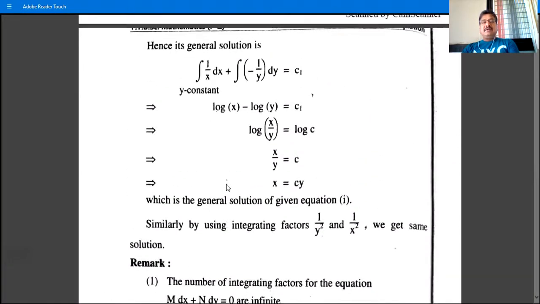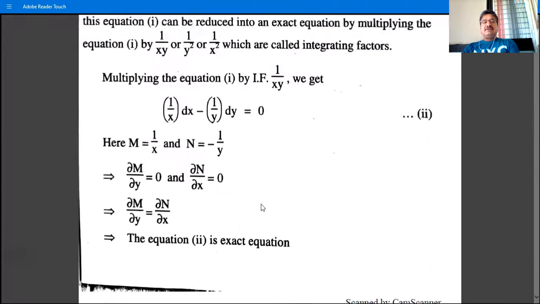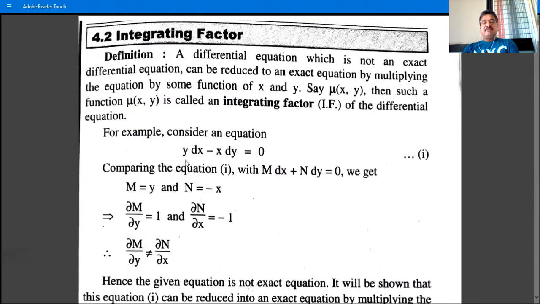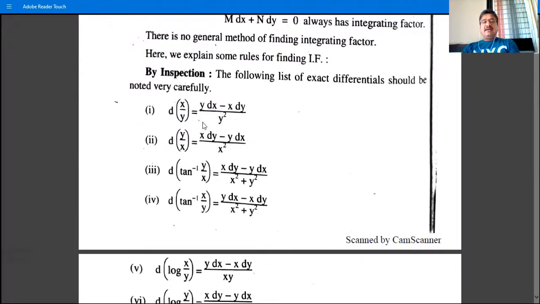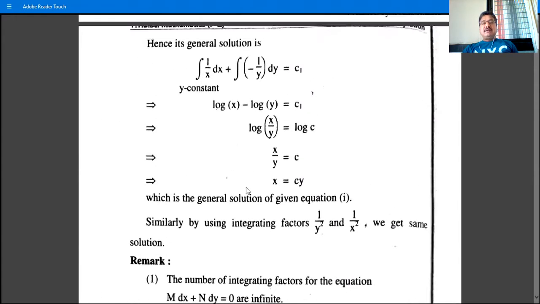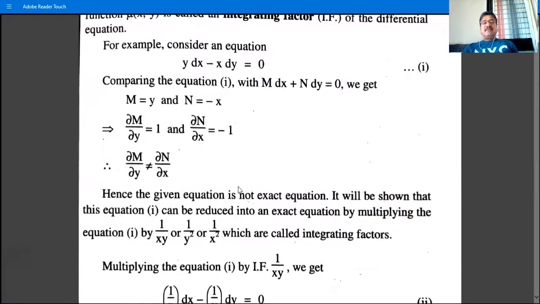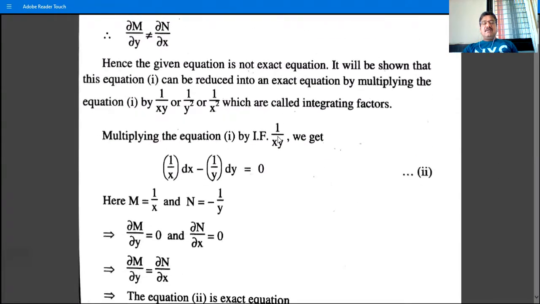For example, when we use the inspection method, if the equation is y dx minus x dy equal to 0, then apply y dx minus x dy divided by y square or divided by x square as the integrating factor. So 1 by y square or 1 by x square is the integrating factor, and for x dy minus y dx, 1 by (x square plus y square) is also an integrating factor. So it depends on the example. For y dx minus x dy, the integrating factor is 1 by xy, 1 by y square, 1 by x square.